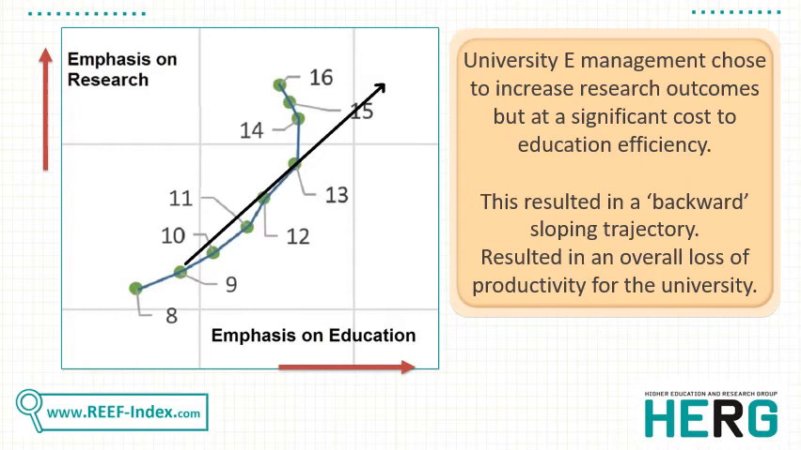Going straight up would emphasize research productivity. Going straight across to the right would emphasize education productivity. This particular university, between 2008 and 2013, had a balance between education and research productivity. From 2013 to 14, it emphasised strongly research and continued to emphasise research, but the cost was a reduction in education productivity.